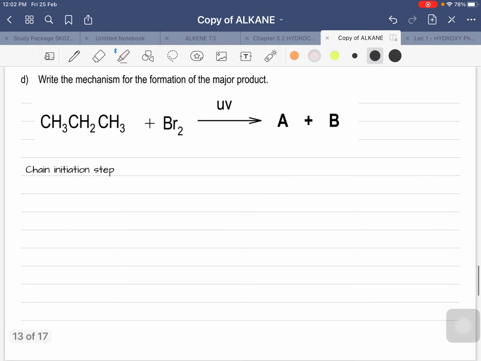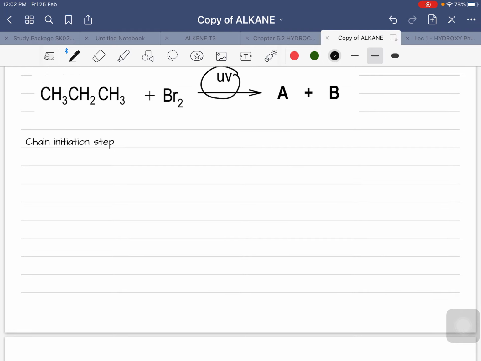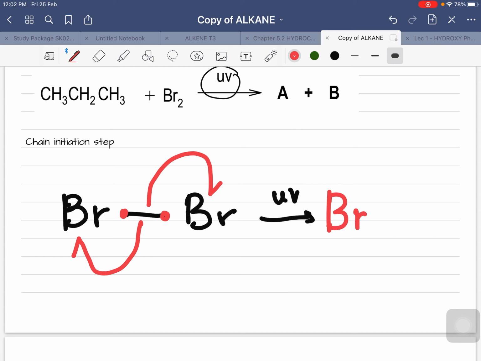Next is to write the mechanism for the formation of the major product. We have 3 steps. Number 1 is the initiation step. In the initiation step, the most important thing is the UV. Look at how the bond breaks. UV will break bromine homolytically. One bond consists of 2 electrons. One electron will go to this bromine, another one will go to the other bromine. So we are producing 2 bromine radicals.